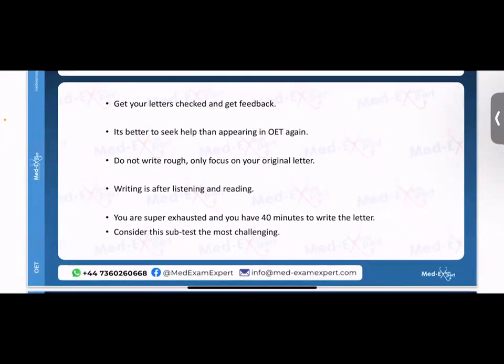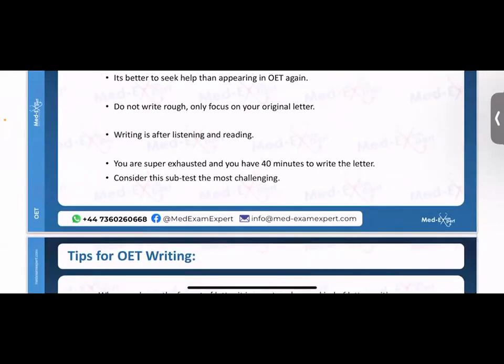Don't write rough, only focus on your original letter. Writing is after listening and reading. We all know that it is the third subtest. You are super exhausted and you have 40 minutes to write the letter. You have to keep all these things in your mind. Consider this subtest the most challenging and the most top scoring as well.